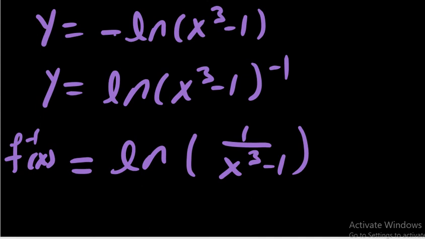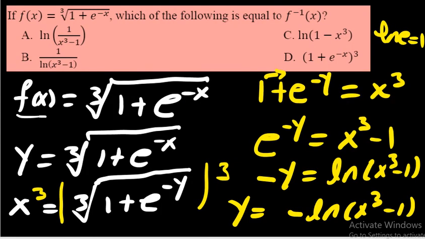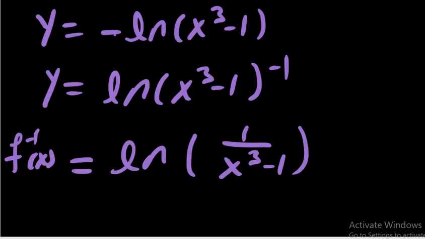You can go back and check the answer. Okay, the answer is going to be A. What is the inverse? The inverse will be ln of 1 over x cubed minus 1.